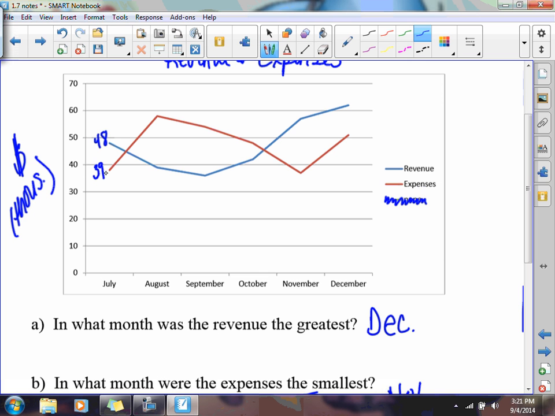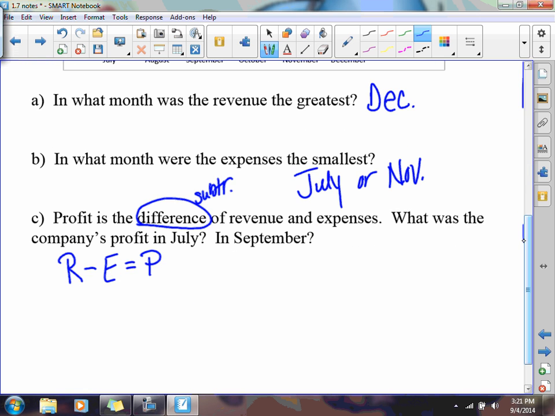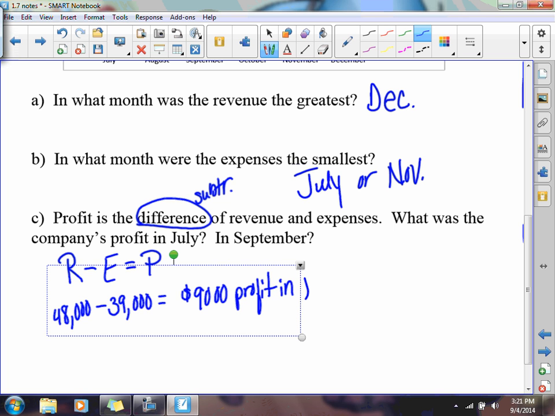Seems like that's pretty close to the 40 line there. So let's just say that those are our values. Okay, so there was 48,000 for the revenue and 39,000 for the expenses. So that's going to give a profit of $9,000 if you subtract those two. And that was for July. And again, this question does have a second part to it, so we're going to have two answers.